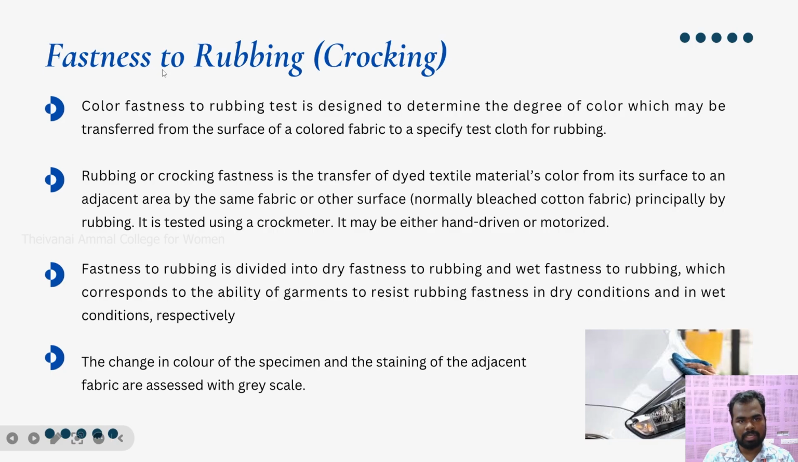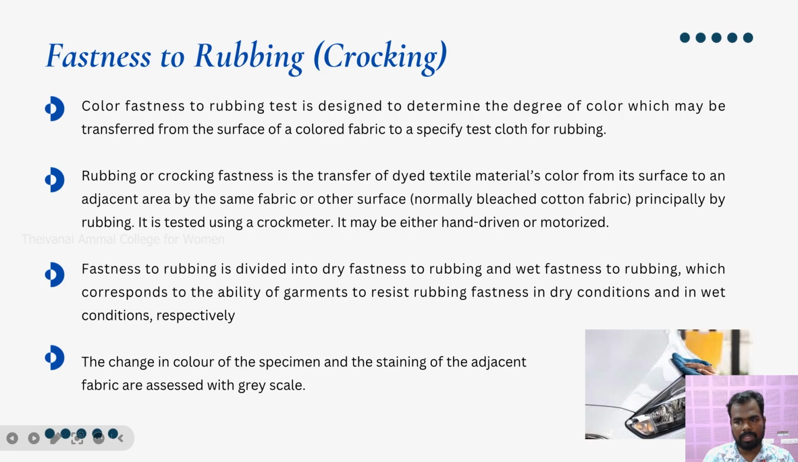Next one is fastness to rubbing, which is also known as crocking. This is about how two fabric surfaces are rubbed or abraded, and whether color variation happens through that or not. This is the degree of color which may be transferred from one surface to another through rubbing. When we are wearing a garment, rubbing can occur any time at any place, and we are not conscious of that. So for that quality check, we use the rubbing fastness of fabrics.